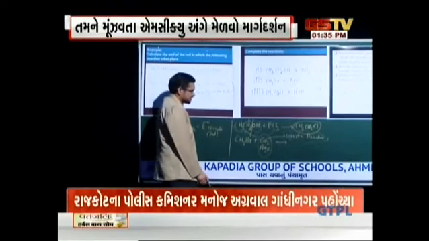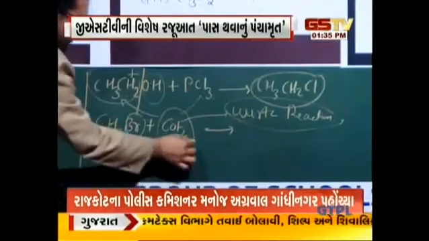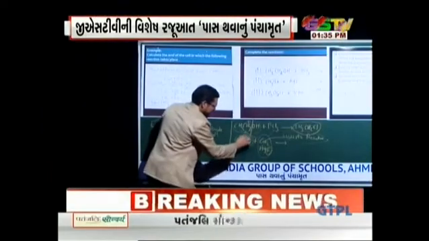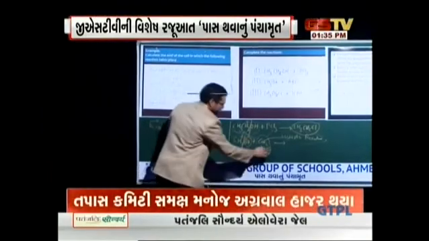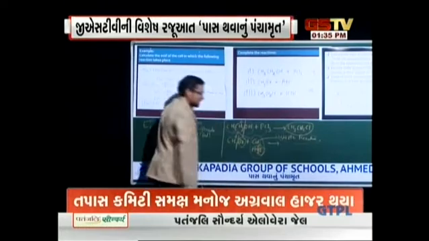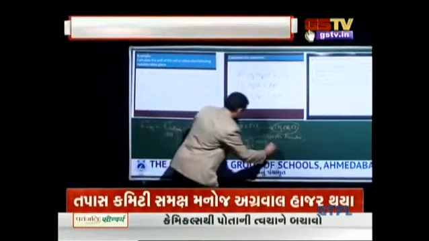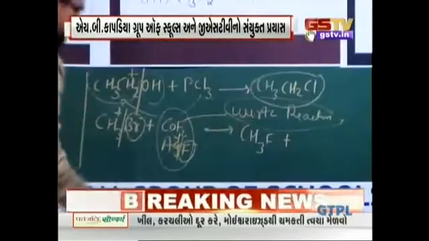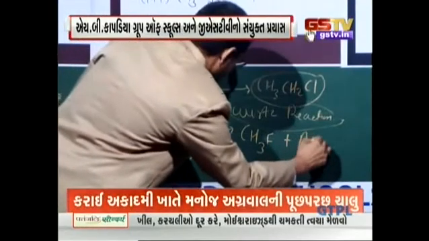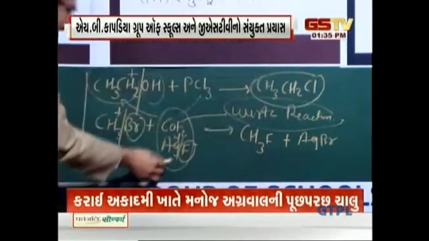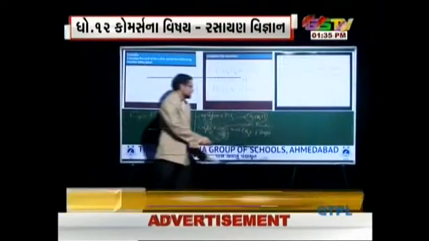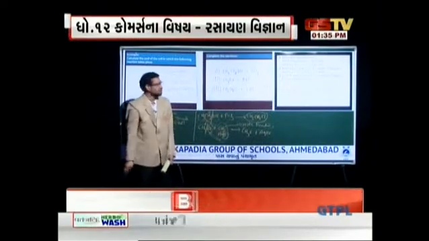The question is CH3Br plus AgF, so we will answer the question. Here we have 2 halogen elements, fluorine and bromine. Then the positive ions are CH3 plus and Ag plus, and the negative ions are Br minus and F minus. So the answer is CH3F and AgBr. Both halogen elements are exchanged, and we will get this product. For this you will get 1 mark.